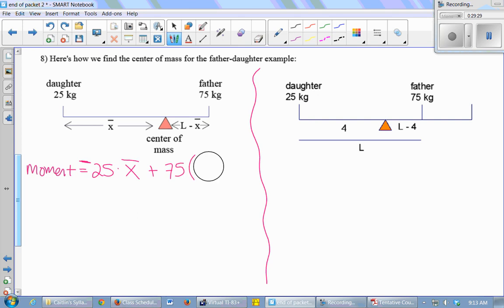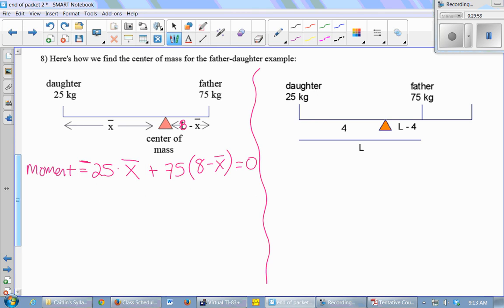And then the father, his mass is 75, and his displacement from the pivot is, well, in our example, the full length of the seesaw was 8, minus x bar. And that has to be 0 in order for x bar to be the center of mass. The pivot has to be the place where the moments add up to 0.